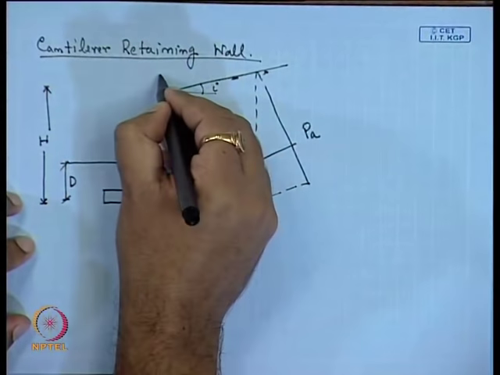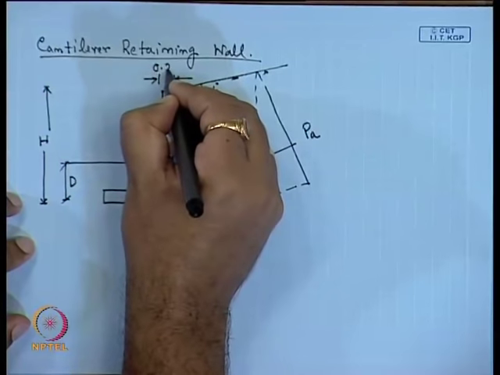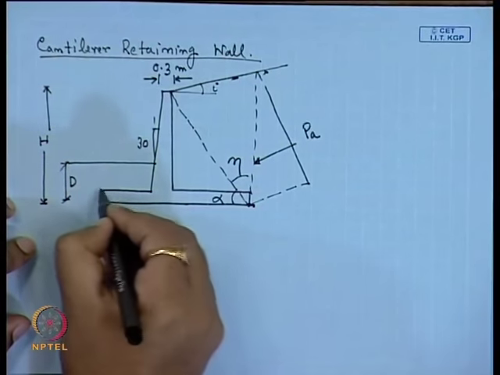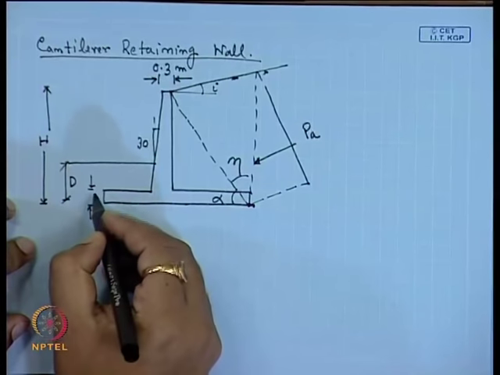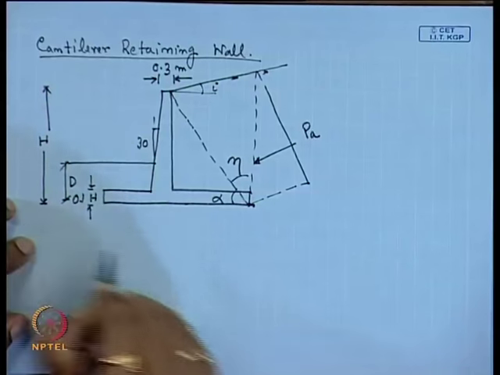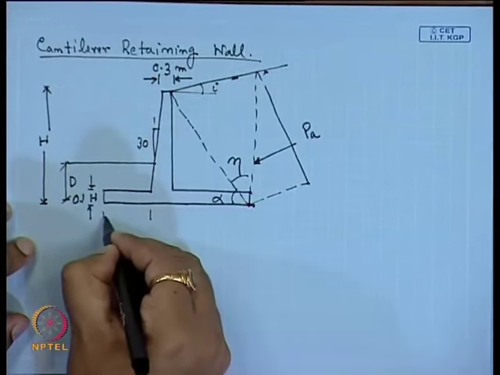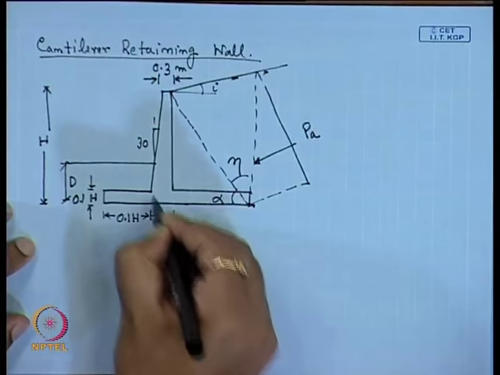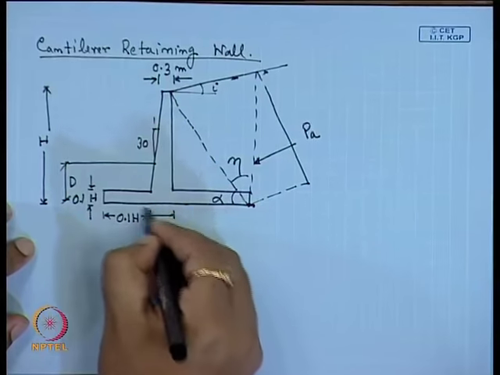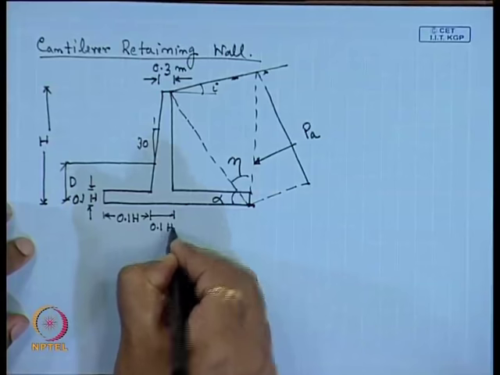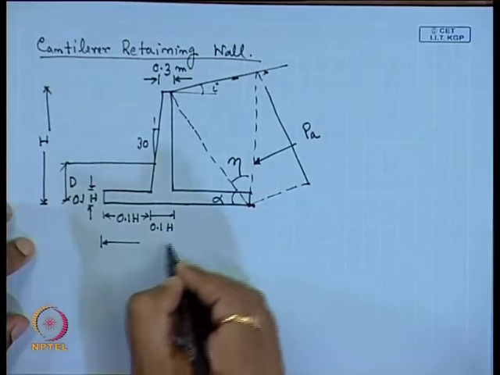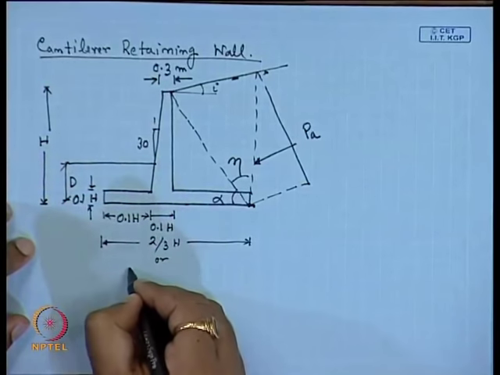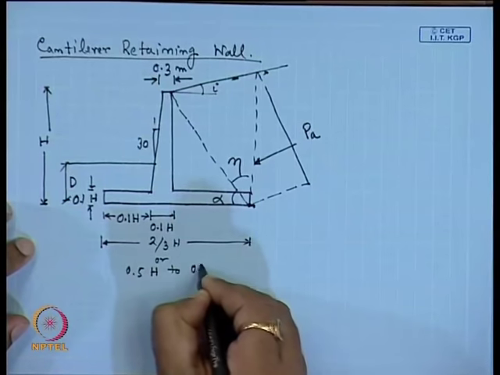And now, the recommendation is that this top portion is 0.3 meter. Now this angle is again 1 by 30. Now this height, the thickness of this base, is 0.1 h. This is 0.1 h. Now this distance is also 0.1 h. At this T junction, this thickness is also recommended 0.1 h, and this one is 2/3 of h roughly, or this base width is 2/3 of h, or 0.5 h to 0.7 h.